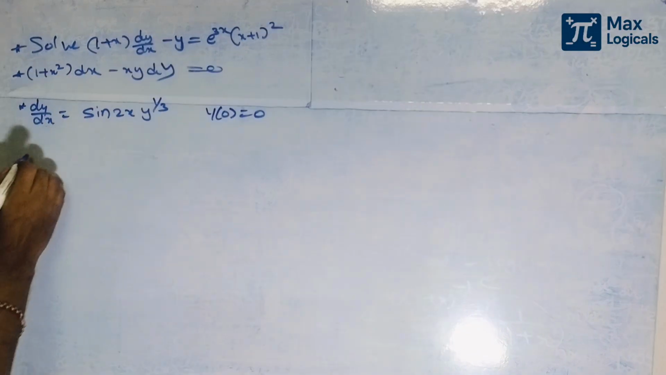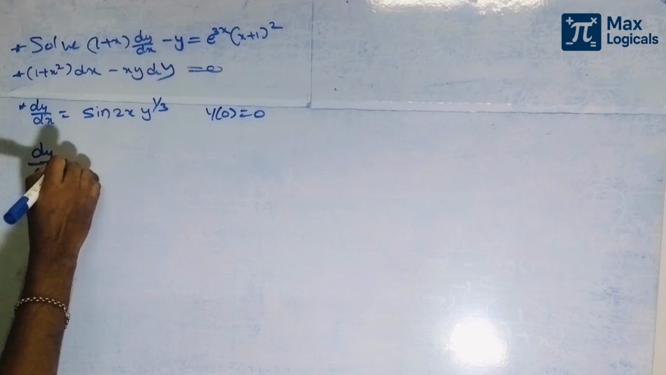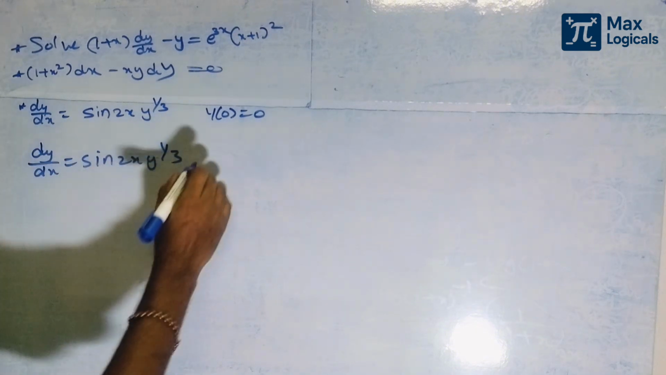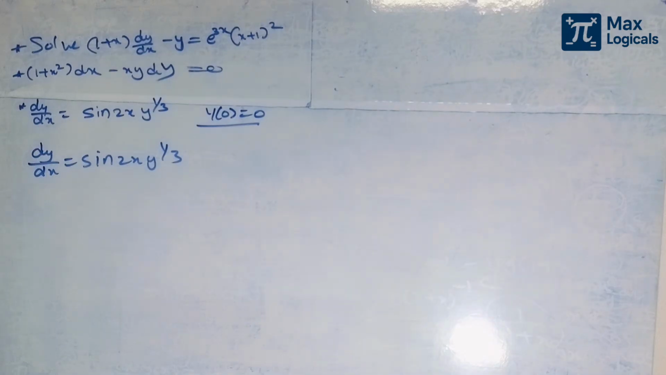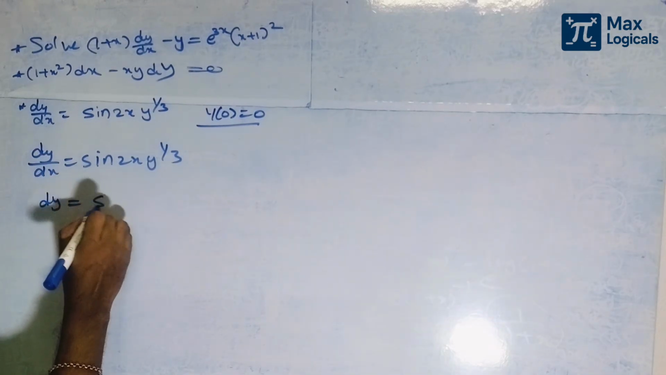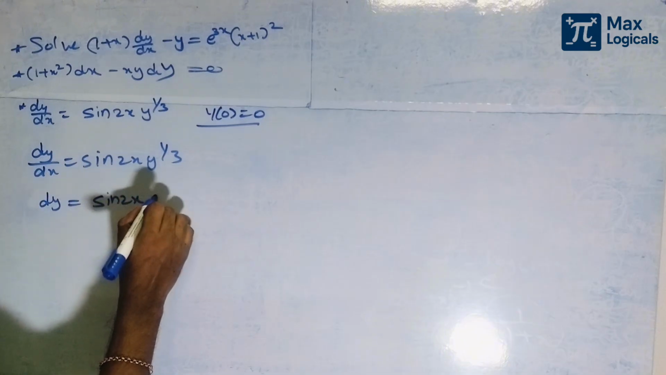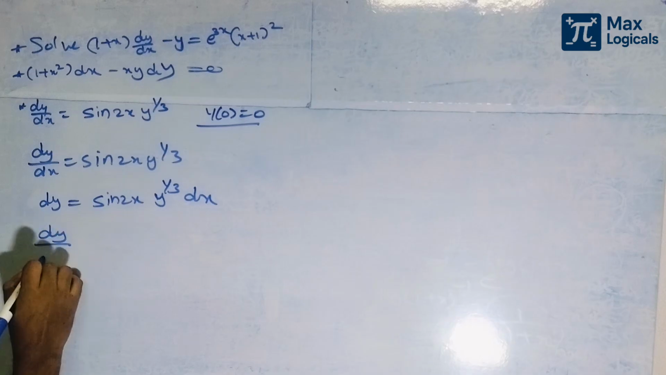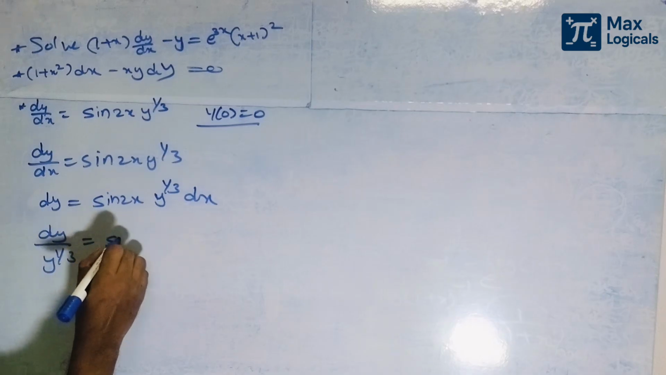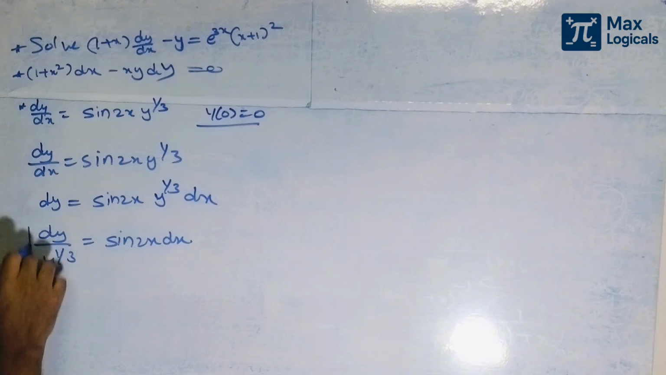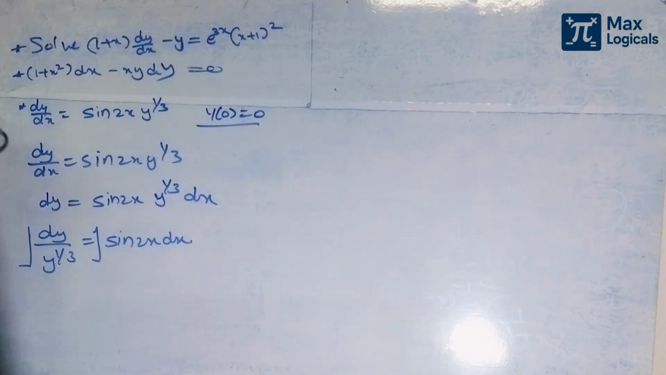And the next question is dy by dx equals sin 2x times y power 1 by 3, given y of 0 equals 0. Now separate the variables: dy by y power 1 by 3 equals sin 2x dx. Integrating on both sides.